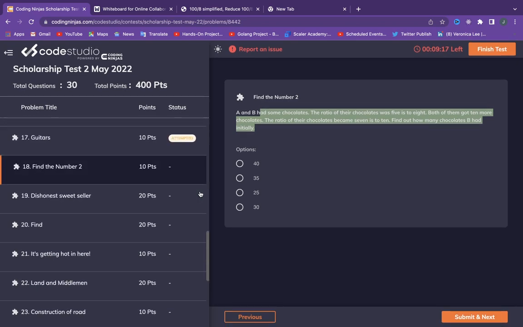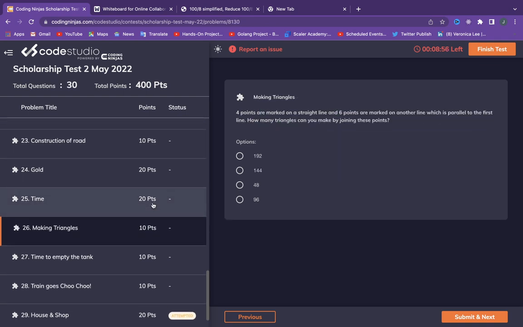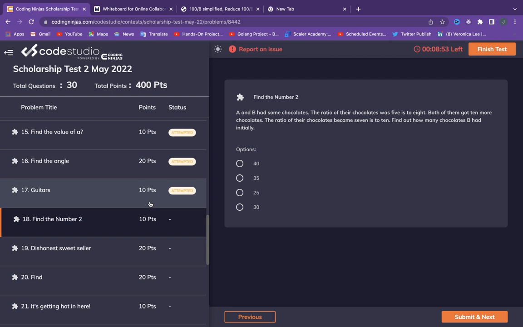A and B had some chocolates. The ratio of the chocolates was 5:8. Both of them got 10 more chocolates. So (5x + 10) divided by (8x + 10) is equal to 7 by 10.